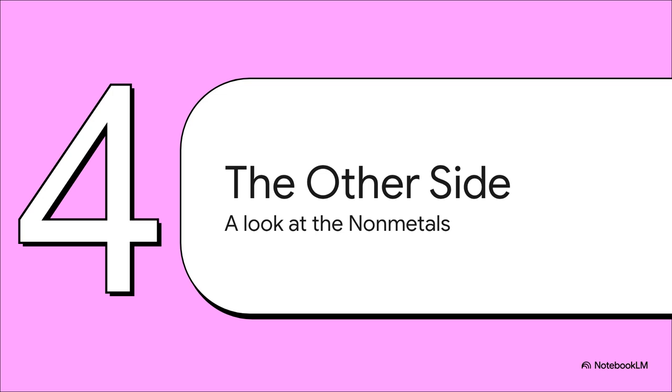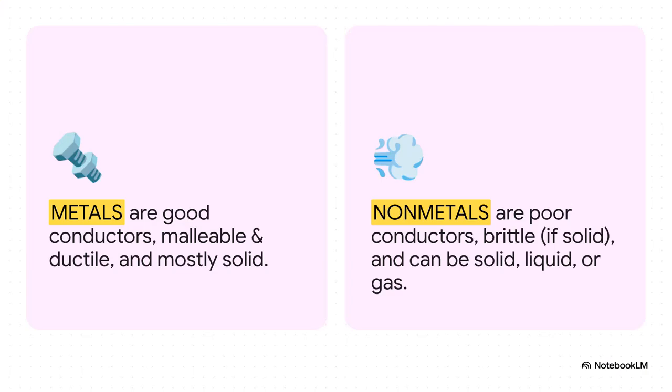Over in the upper right-hand corner of the table, we find a totally different crew of elements, the nonmetals. And as you'd probably guess, nonmetals are basically the polar opposite of metals. They're terrible conductors of heat and electricity. If they're solid, they're brittle. Try to bend a piece of charcoal and it's just going to shatter.